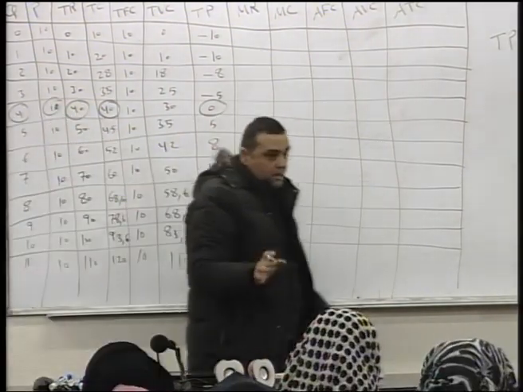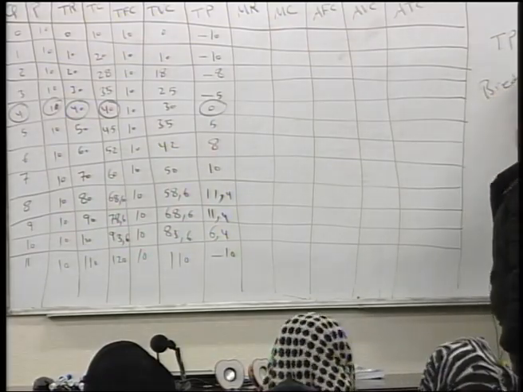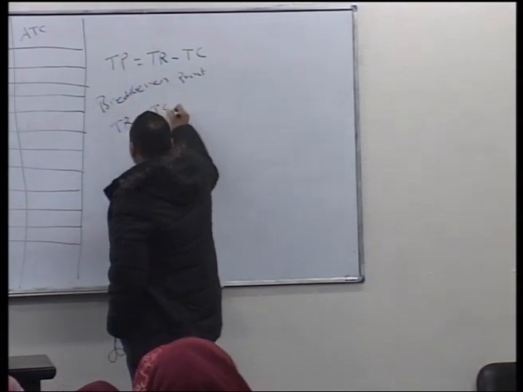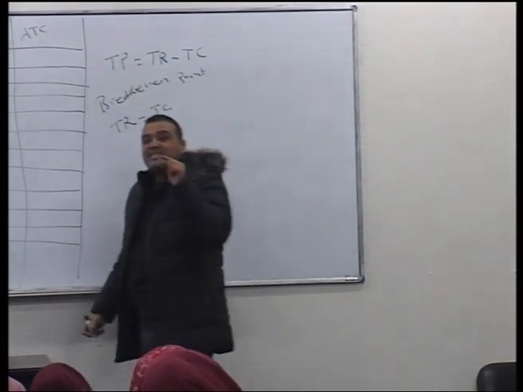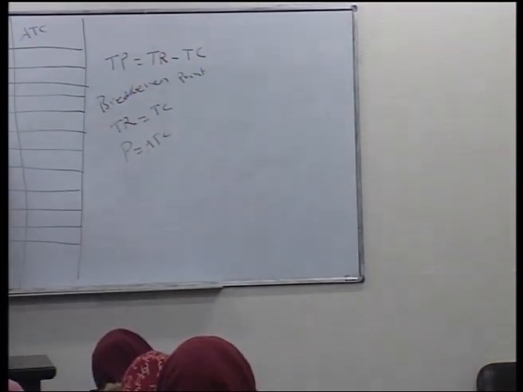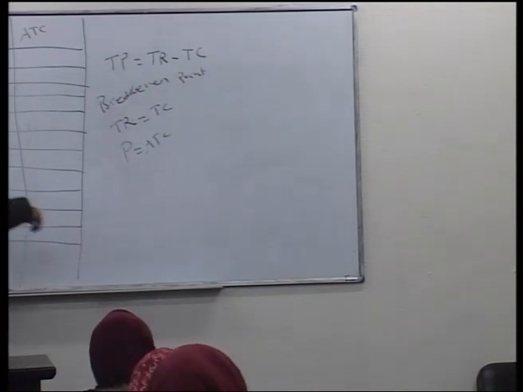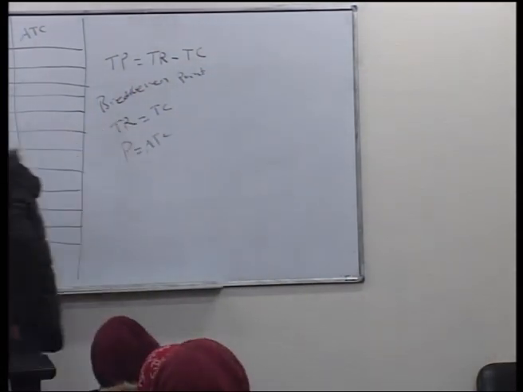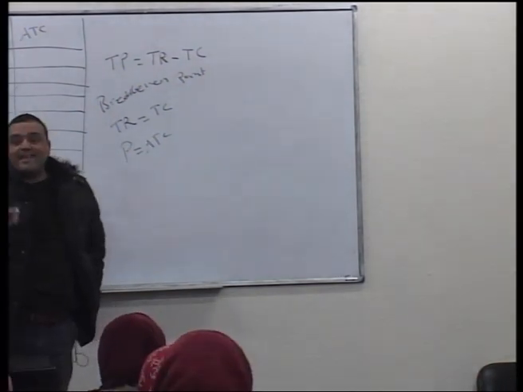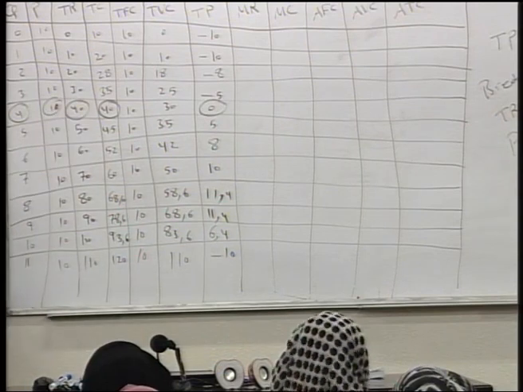The break-even point is where total revenue equals total cost, or where the price equals ATC, so at this point ATC must be 10. We will see that shortly. Let's calculate the marginal revenue and marginal cost. The shutdown point is the minimum of AVC. We will see some things shortly. Let's complete the table.